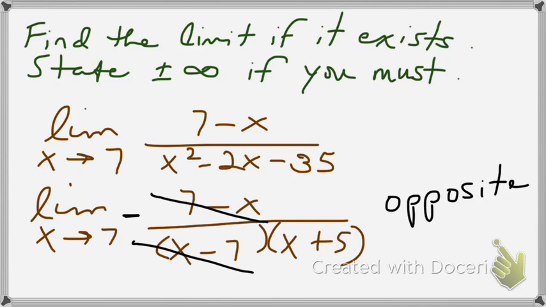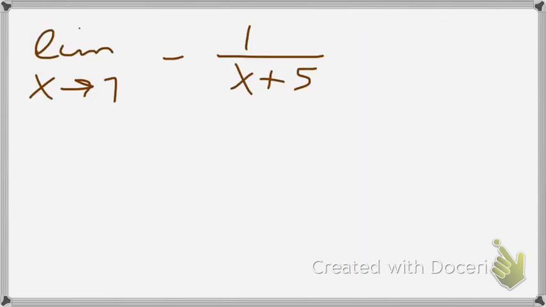Now that -1 can be on the top. It's very safe on the side. It could be distributed in the bottom. So what remains? We still have a 1 up top. We still have an x and 5 in the bottom. I've got no more simplifying to do.